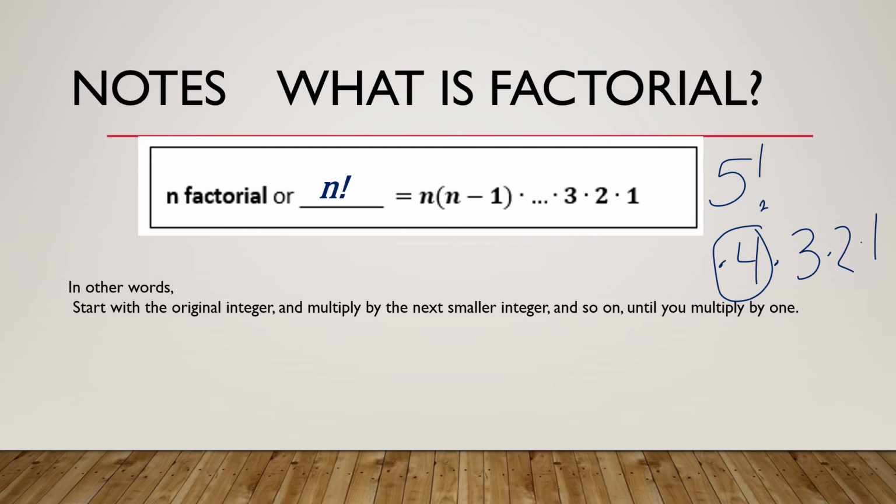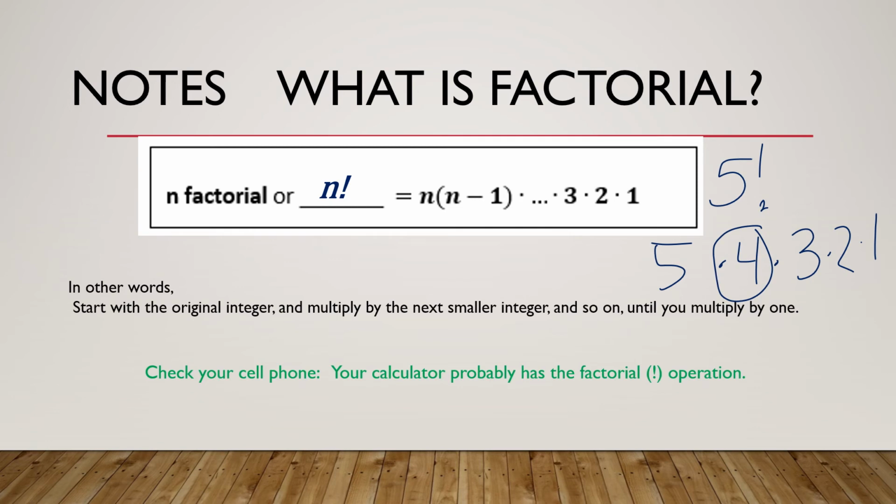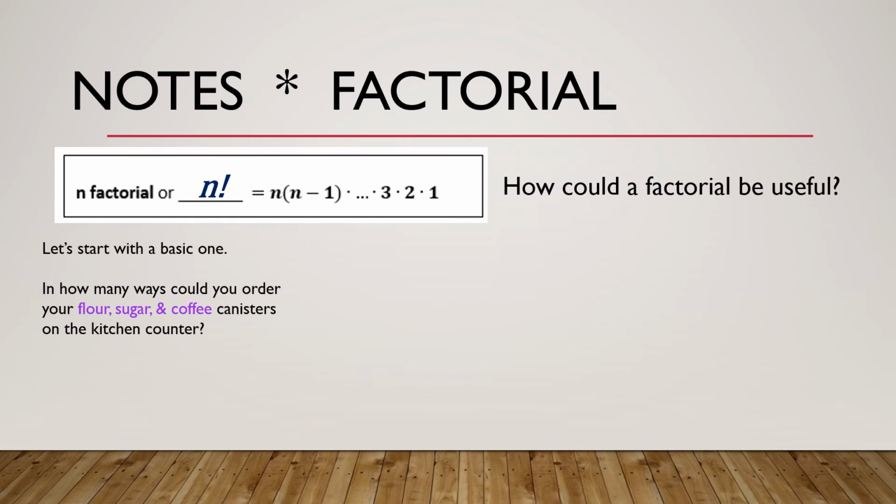So you're starting with the first integer, and you multiply by the next number and so on until you multiply by 1. Multiplying by 1 is always going to be your last step. Some of your cell phones, I think the iPhones, have the factorial operation. If you don't have it on your cell phone, you can use the calculator on your computer, or the calculators that we use at school have a factorial on there as well. So then you don't have to keep doing 10 times 9 times 8 times 7. It will just do it straight away in your calculator for you. I'm sure you could also look it up on Google.